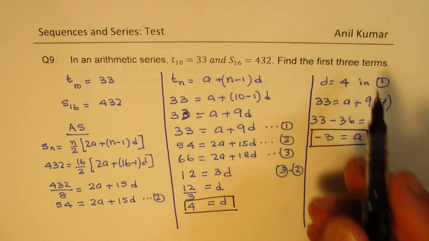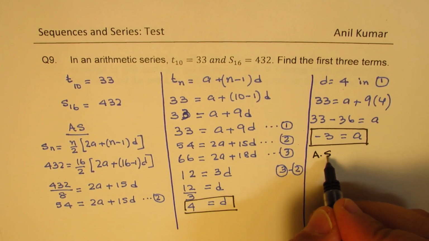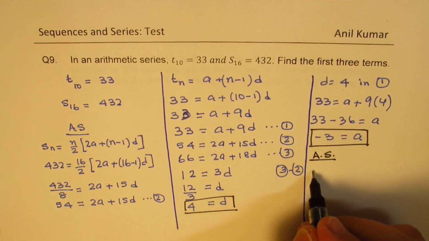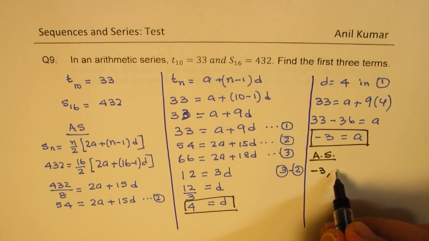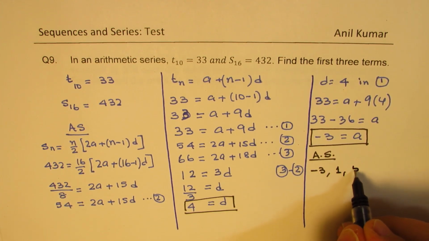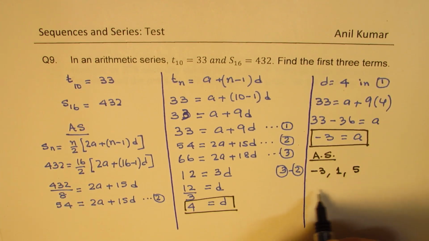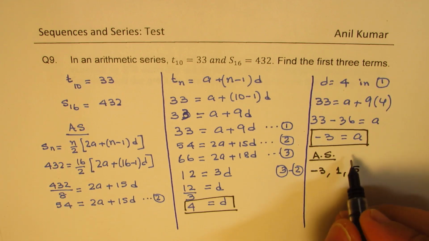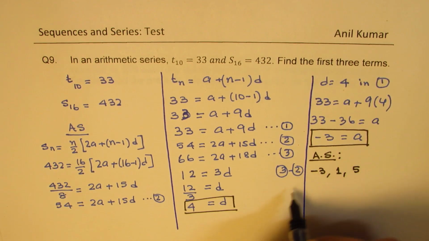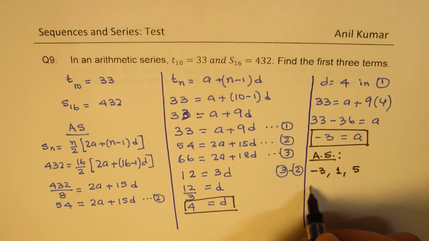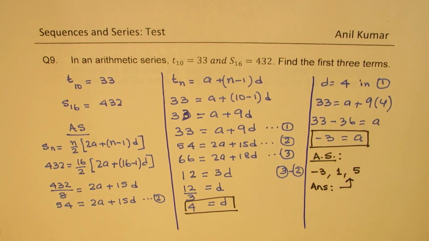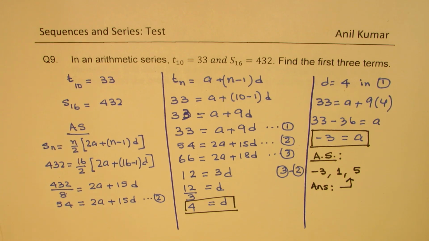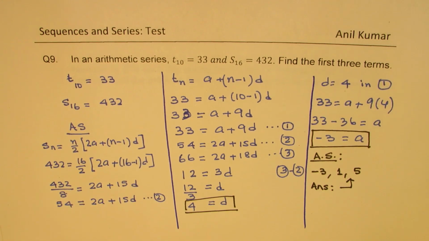Now we can always find the first three terms of the arithmetic series, right? The first term is minus 3, and we keep on adding 4. When you add 4 you get plus 1, then adding 4 again you get 5. So these are your first three terms: minus 3, 1, 5. Correct? That becomes your answer. Is that clear to you? That is how you can solve this question.